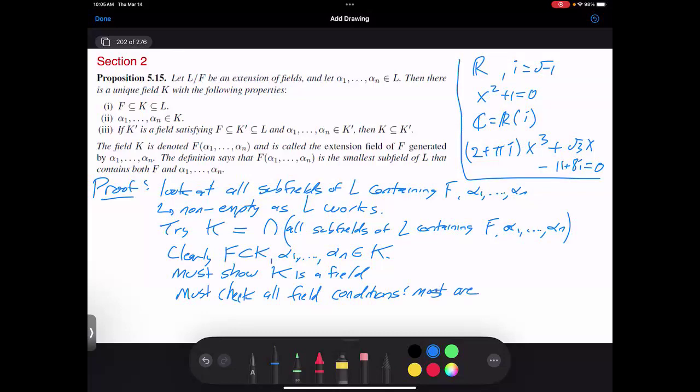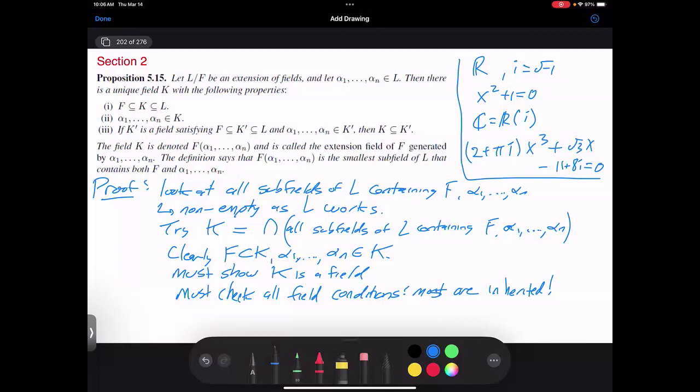Most, and we haven't used this word in a while. Why should most of these conditions be true? Inherited, right? We haven't talked about inheritance in a while. Most of them are going to be inherited, so we just have to roll up our sleeves and go through and check. Associativity, is that going to be true for the intersection? Of course. They all live in fields where they're associative.